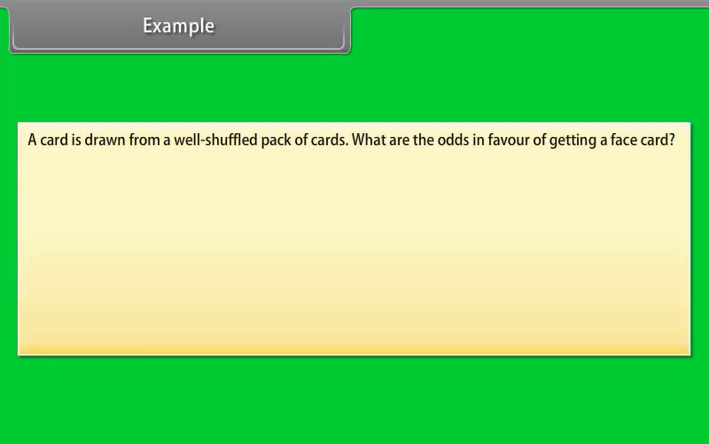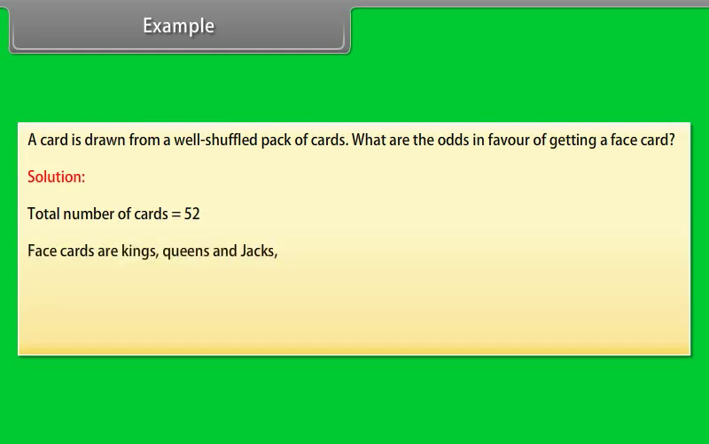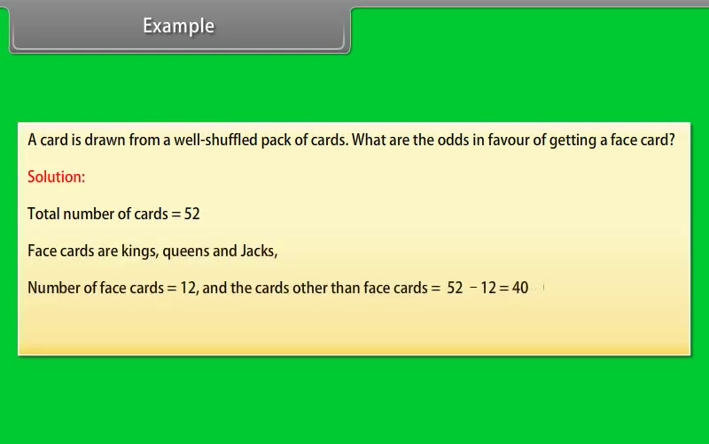A card is drawn from a well-shuffled pack of cards. What are the odds in favor of getting a face card? Solution. Total number of cards is equal to 52. Face cards are kings, queens and jacks. Number of face cards is equal to 12. The cards other than face cards is equal to 52 minus 12 is equal to 40. Hence, the odds in favor of getting a face card are 12 is to 40 or 3 is to 10.